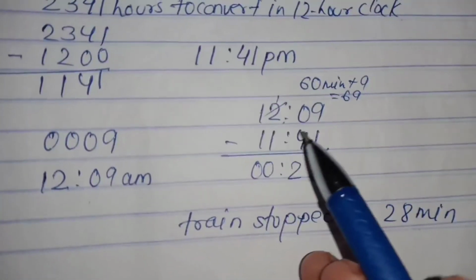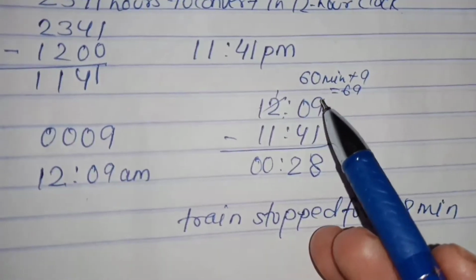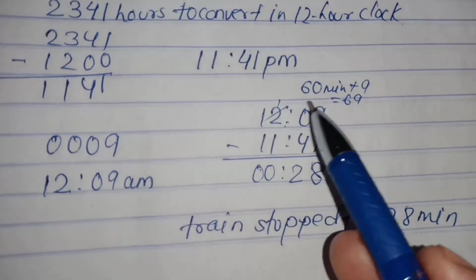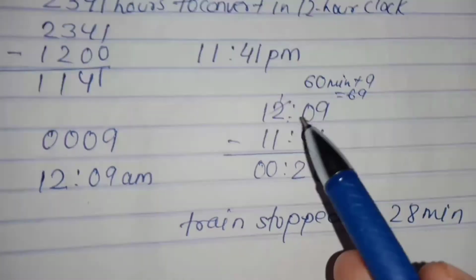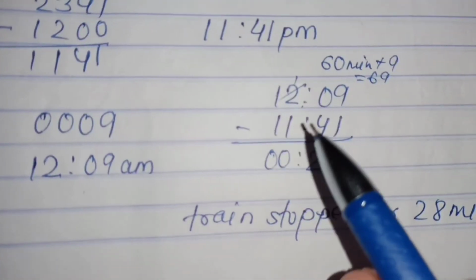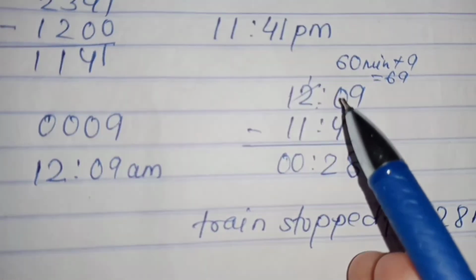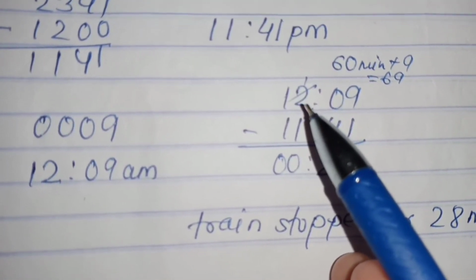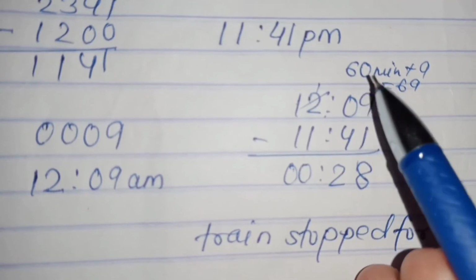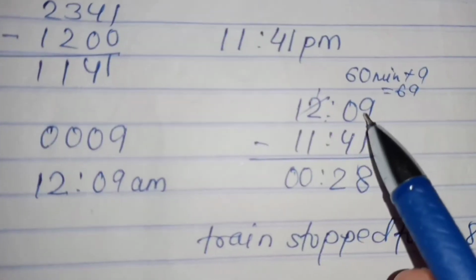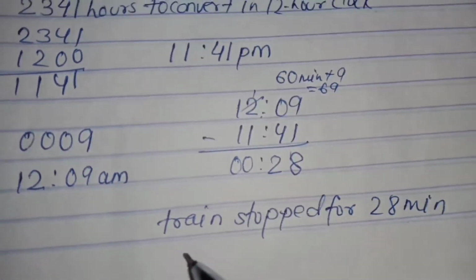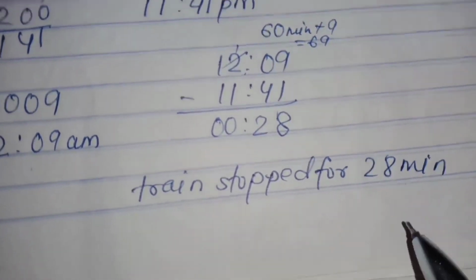Understood how I have done this subtraction? You cannot subtract a bigger number from a smaller number, and borrowing is different in time. So it will take 1 hour. In this, 1 hour equals how many minutes? 60 minutes. So 60 plus 9, we have to add this also. So 69. So the train stopped for 28 minutes. Okay, so this is the answer.